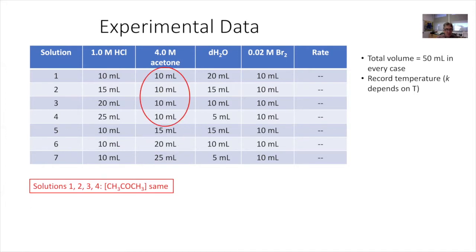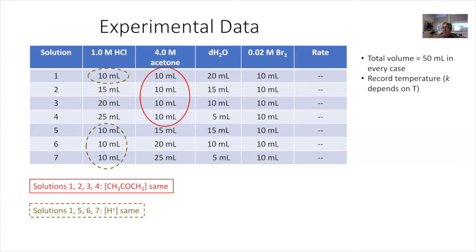Now notice that 4 of these solutions have the same amount of acetone and hence the same concentration of acetone. A different set of 4 solutions has the same concentration of hydrogen ion because the concentration of HCl is the same. So we will use the method of initial rates. We're holding the concentrations of a particular species to be the same in a given set of solutions.